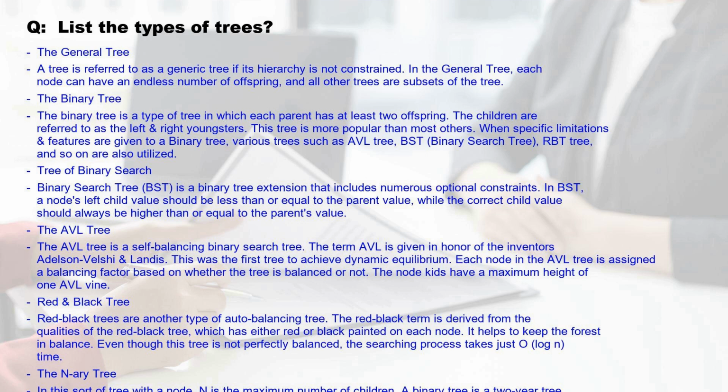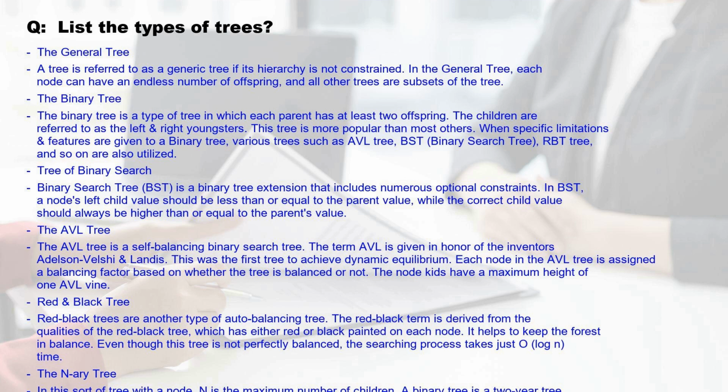Red-black tree. Red-black trees are another type of self-balancing tree. The red-black term is derived from the qualities of the red-black tree, which has either red or black painted on each node. It helps to keep the tree in balance, even though this tree is not perfectly balanced. The searching process takes just O(log n) time.